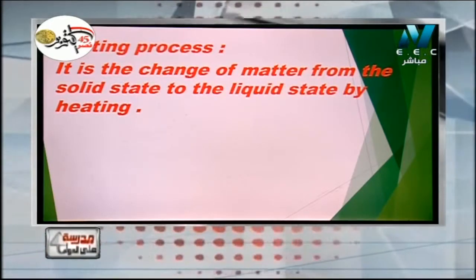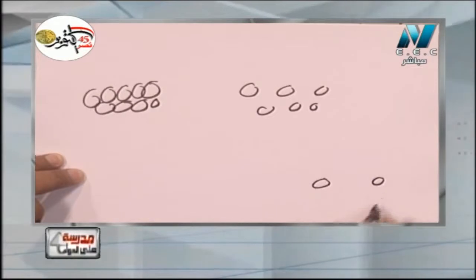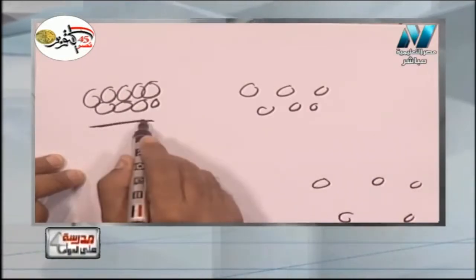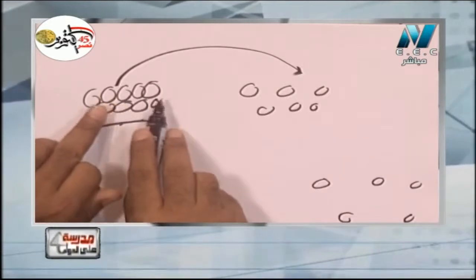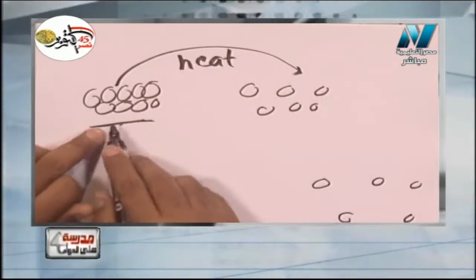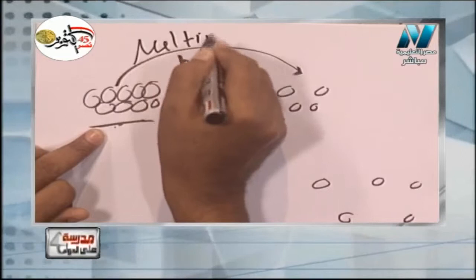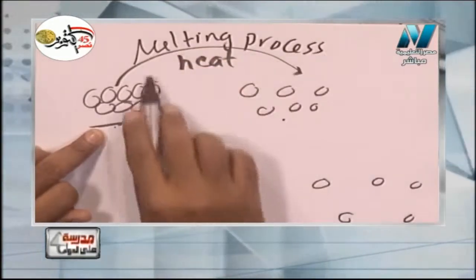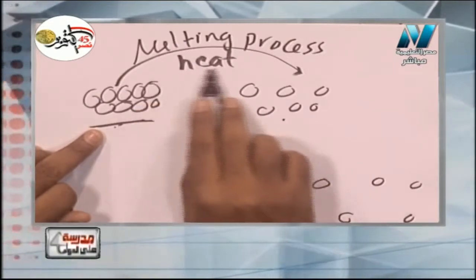But now, as you see, my dear student, these are the molecules of solid. These are the molecules of liquid. These are the molecules of gas. How can we change solid into liquid? Just separate these molecules, to increase intermolecular spaces. How? Just by heat. So by heat we can change solid into liquid. And this process is called the melting process. So what is meant by melting process? It is the change of matter from solid state into liquid state by heating.